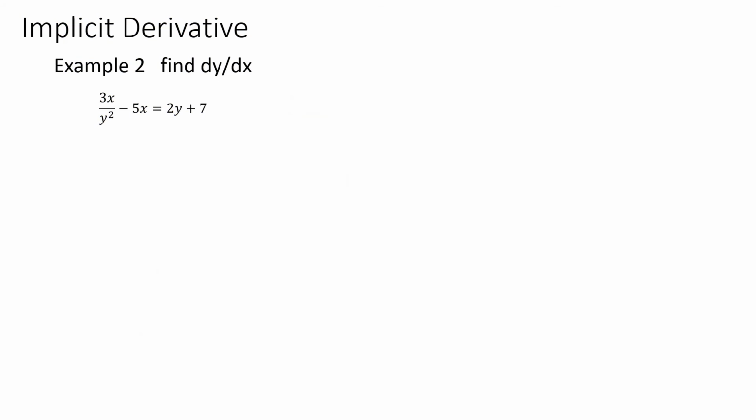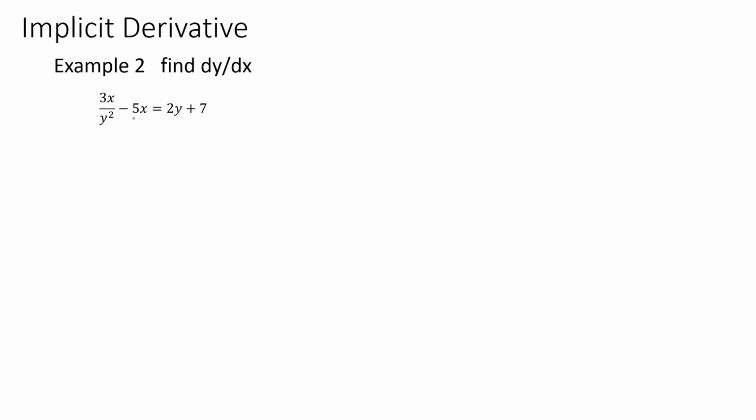Okay, so let's look at the next example. This one's a little bit more complicated because we have 3x over y squared minus 5x equal to 2y plus 7. Notice that 3x over y squared is a quotient, so we still have to use quotient rule. Whatever we learned before still applies here.